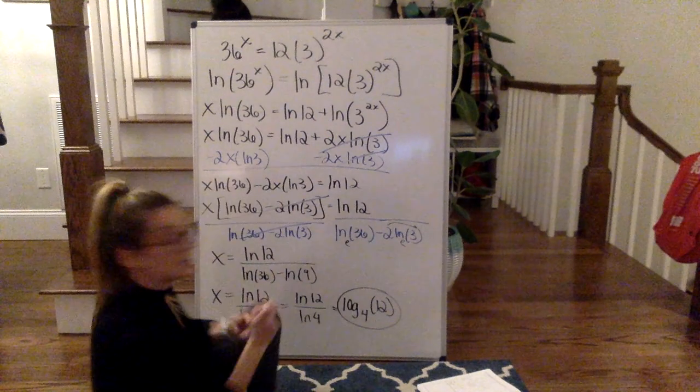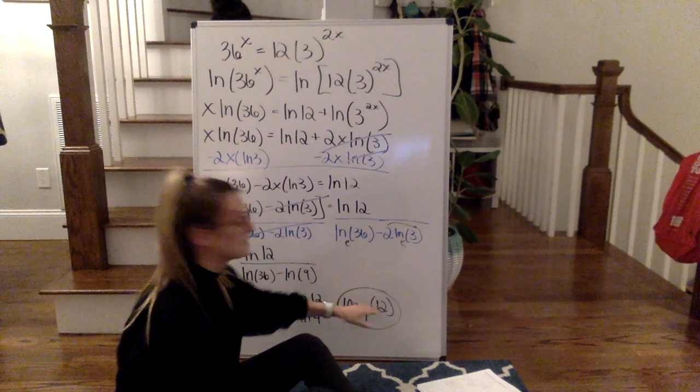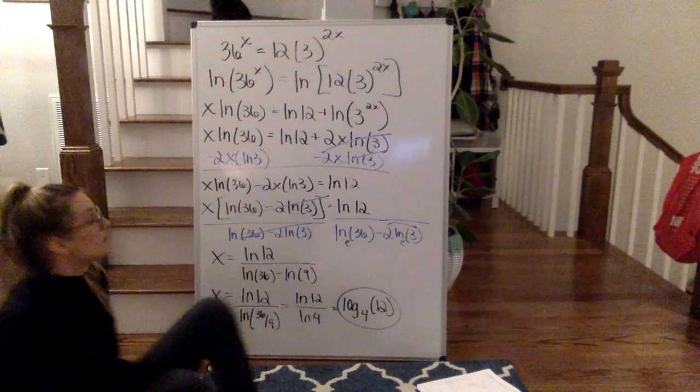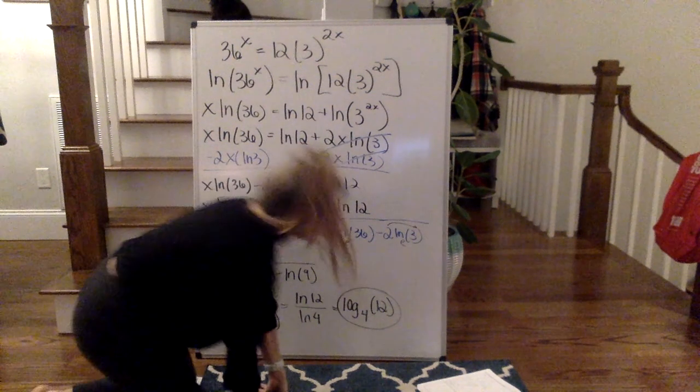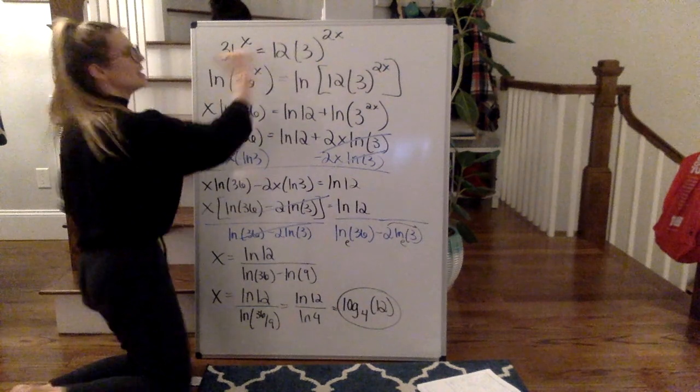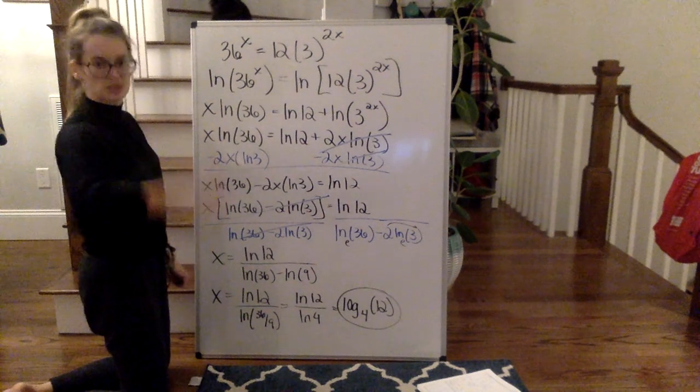And now if you pop that in your calculator, the log base 4 of 12 comes out to be a positive value. And so when you think about it, I guess it actually doesn't really matter because our initial equation was an exponential.